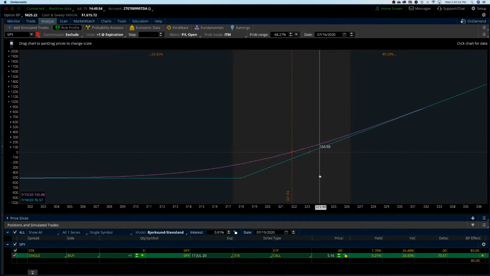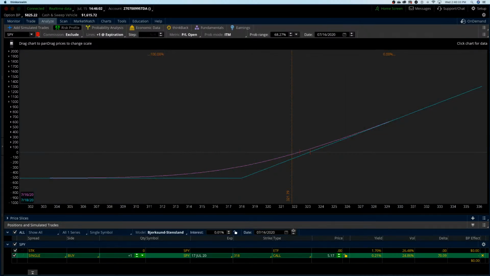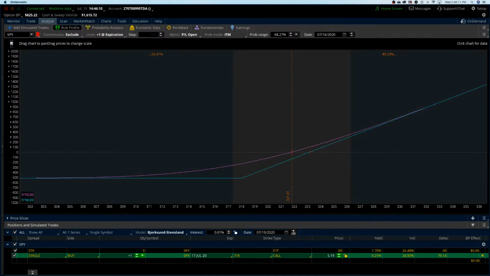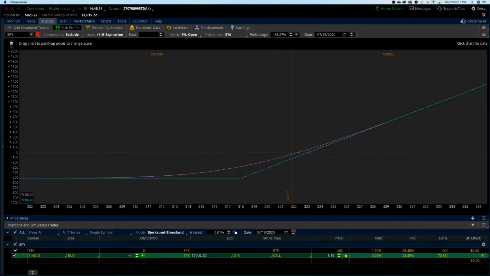Now, if I go into the future, see down here it says date 7:15. Let's go one day into the future. I don't know if you saw that, but did you see the purple line moved closer to the cyan line? I'll go back one day. That's the premium losing value. That's the stock losing premium value and coming down. Let's go one more day.